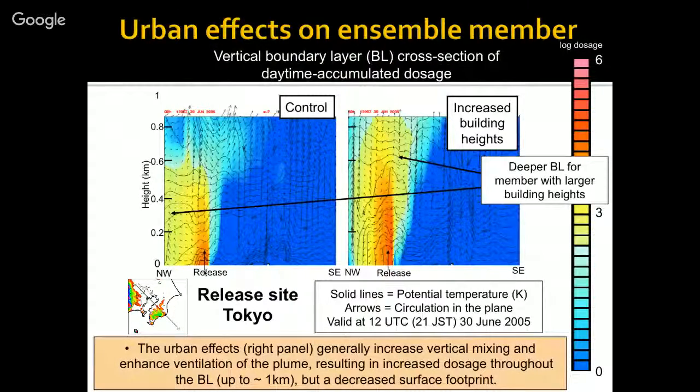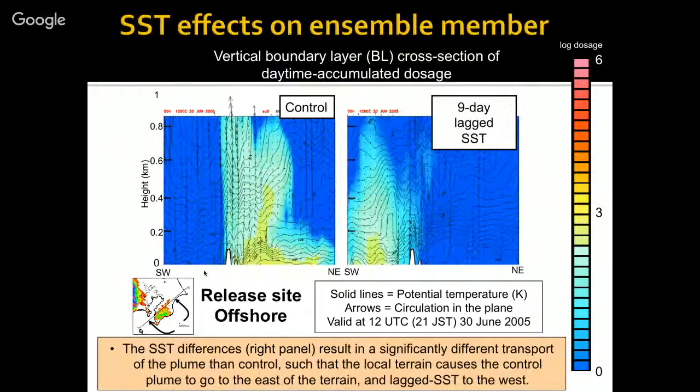In terms of parsing the urban variations, we compared 2 different members, the control member and the member of the ensemble that had increased building heights. And that led to, building heights leads to a deeper boundary layer, more mixing in the vertical, and less contaminant deposited near the ground, or a smaller dosage footprint near the ground. So these are some of the sensitivities that came out of the study.